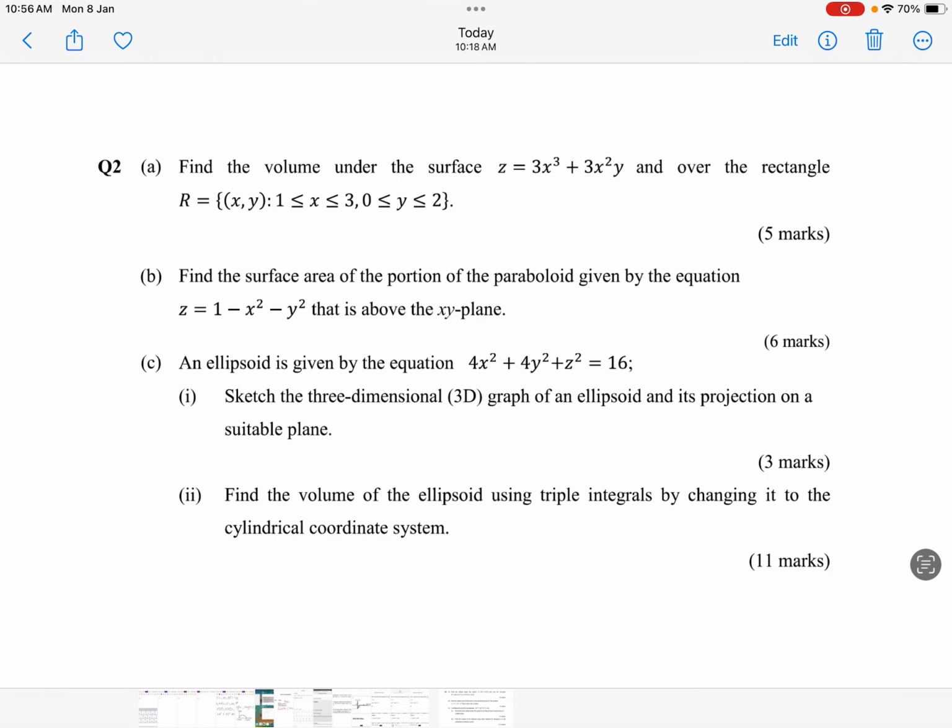Since the surface has been given and the rectangle R, the region, is also given, you can choose not to draw this surface. In fact, this surface is actually quite difficult to draw. If you're interested, you can use GeoGebra to have a look at this surface. This question is only interested in the volume in between the region 1 to 3 for the x, 0 to 2 for the y, and this region is under the surface. So you can just use the formula for the volume.